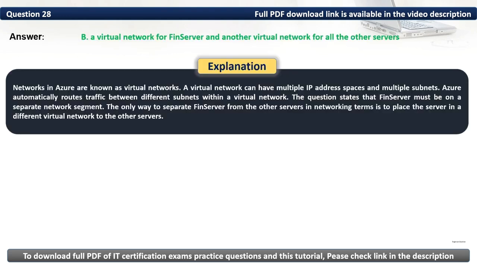Networks in Azure are known as virtual networks. A virtual network can have multiple IP address spaces and multiple subnets. Azure automatically routes traffic between different subnets within a virtual network. The question states that FinServer must be on a separate network segment. The only way to separate FinServer from the other servers in networking terms is to place the server in a different virtual network to the other servers.